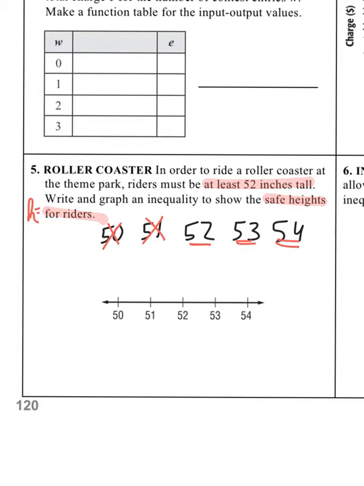Now, how did you graph that? Well, I would say H, the heights, must be greater than or equal to 52 because all these numbers are greater than or equal to 52. Oops, let me get rid of my equal sign. All right, so H must be greater than or equal to 52. Now, if you had that inequality, great. If not, change it and just kind of try to understand why you had it wrong.